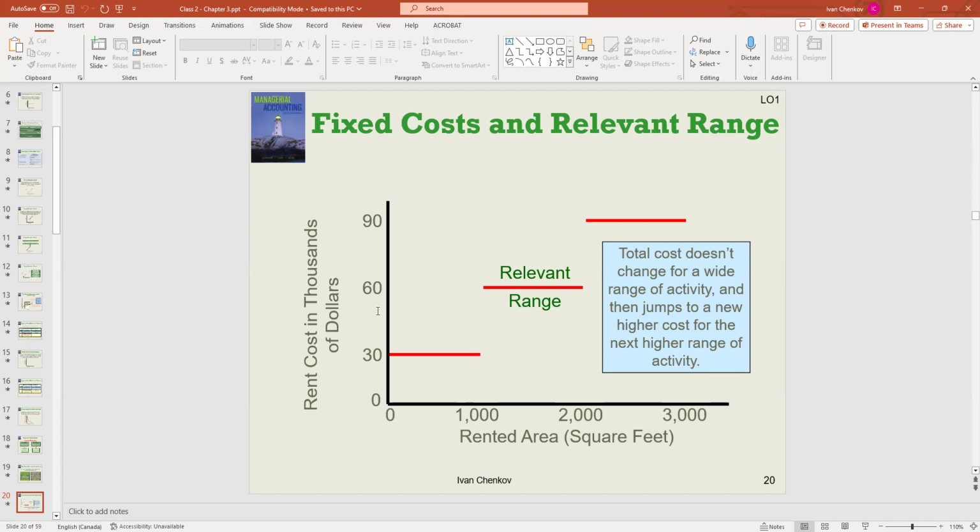If you're having a Compass card from one zone, that's one relevant range. When you move to two zones, that's the next relevant range. Now combine those together. Imagine this. In order to save on the cost, let's say you study at Douglas College and your work is in New Westminster.